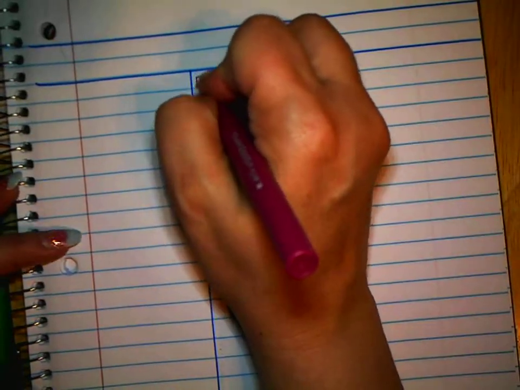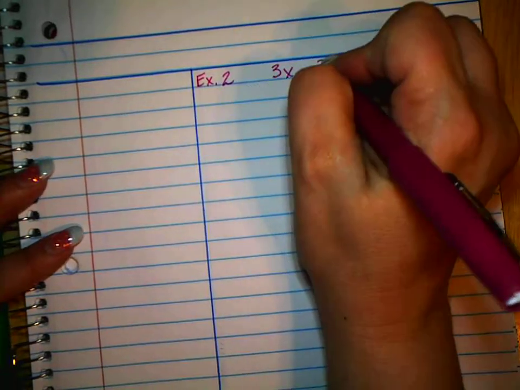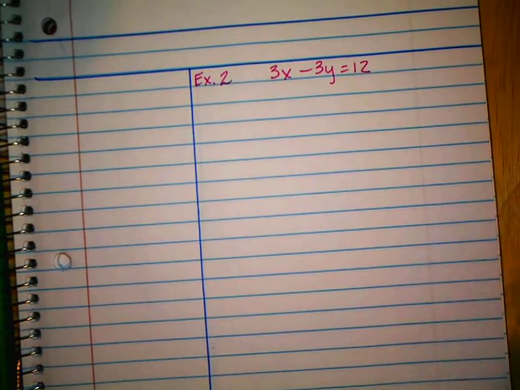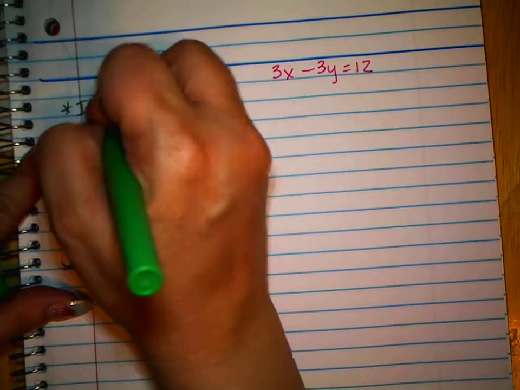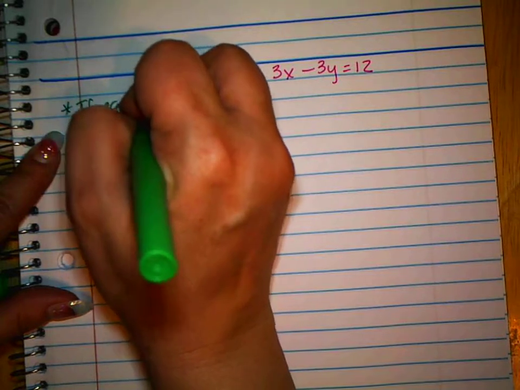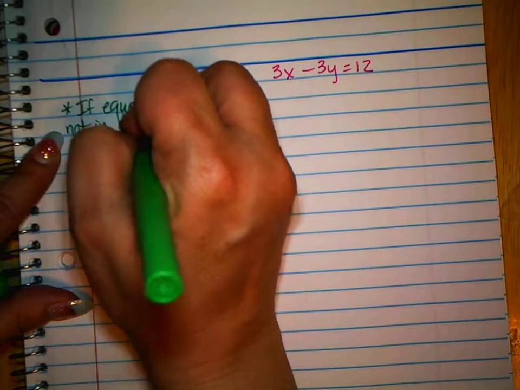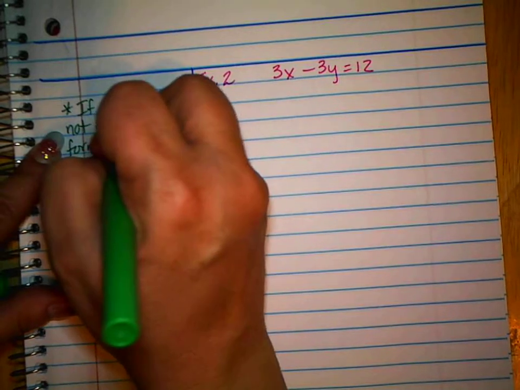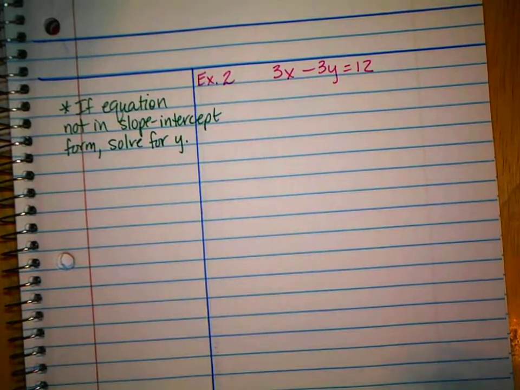Here's example 2. Because not all lines will be given to you in slope-intercept format. 3x minus 3y equals 12. That is not y equals mx plus b format. So, if the equation is not in slope-intercept form, solve for y, which we've done quite a bit lately.